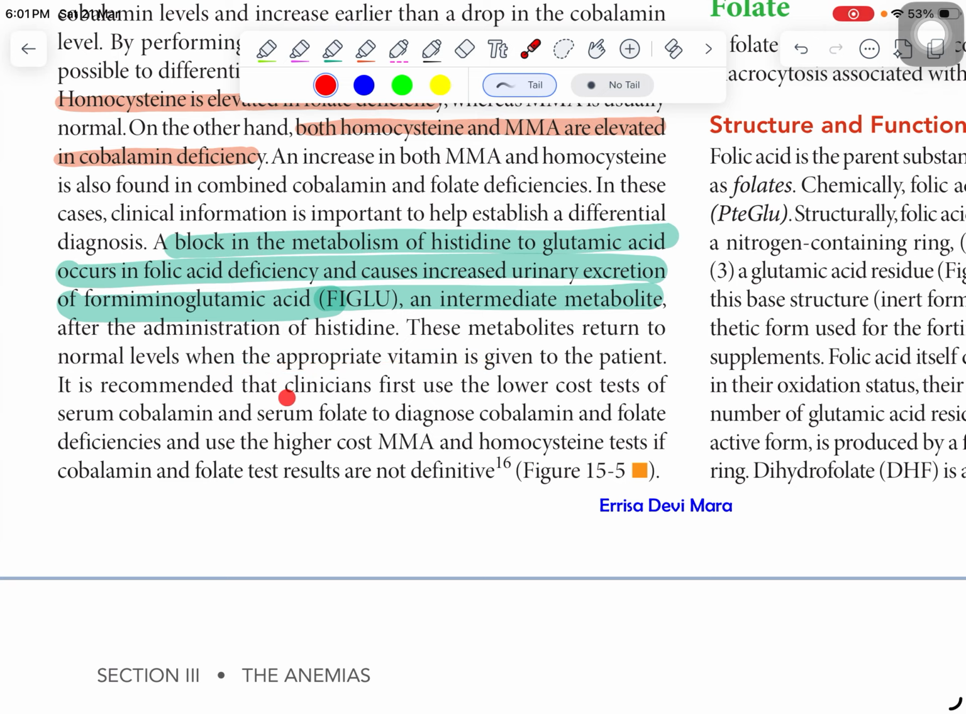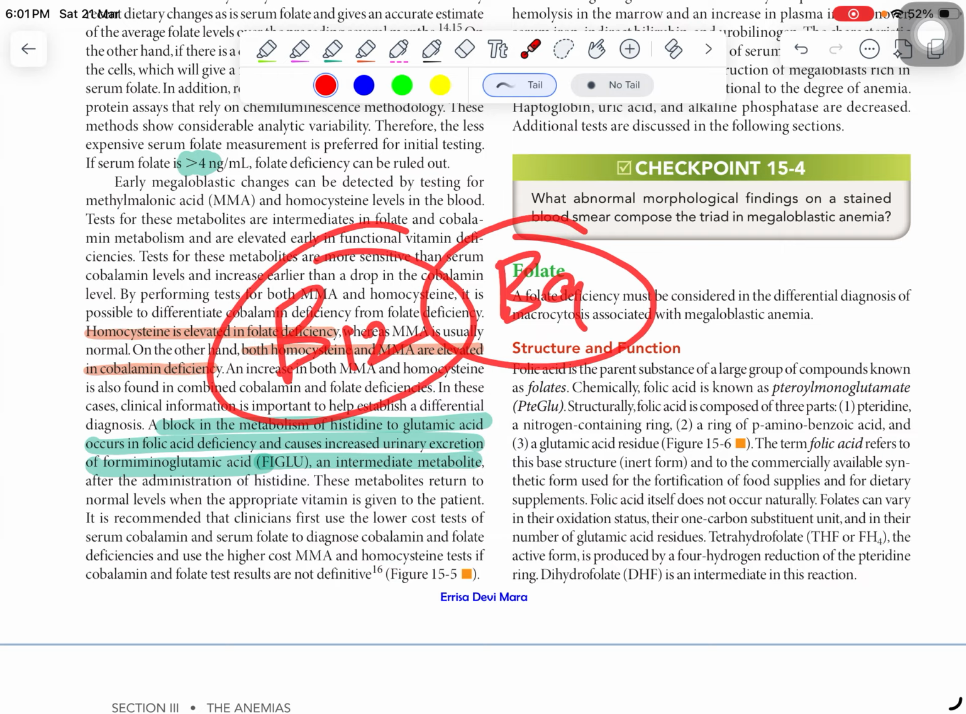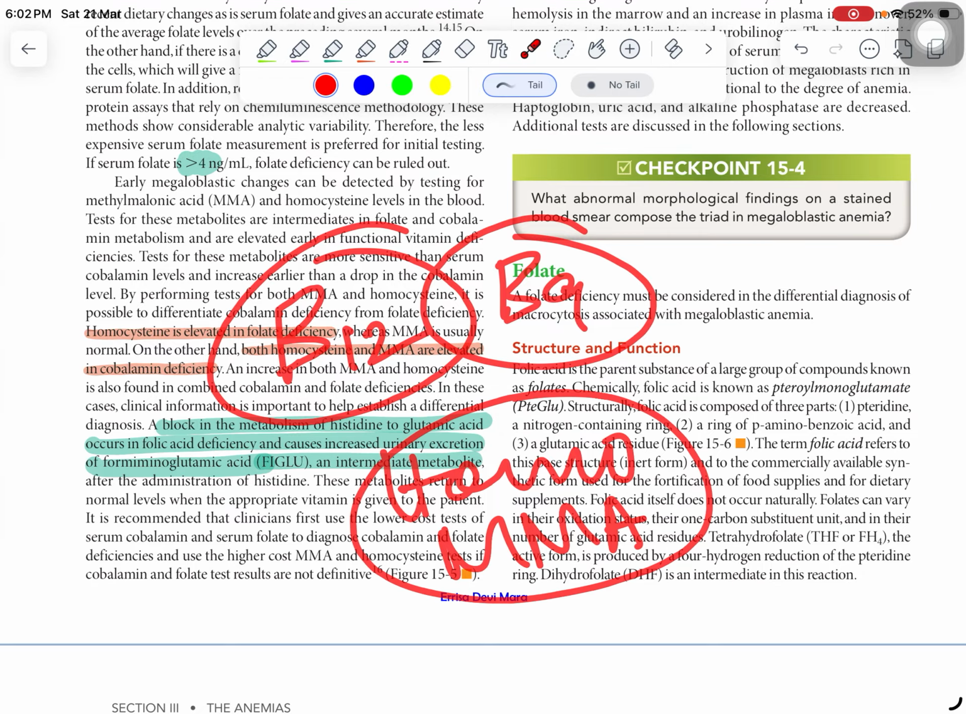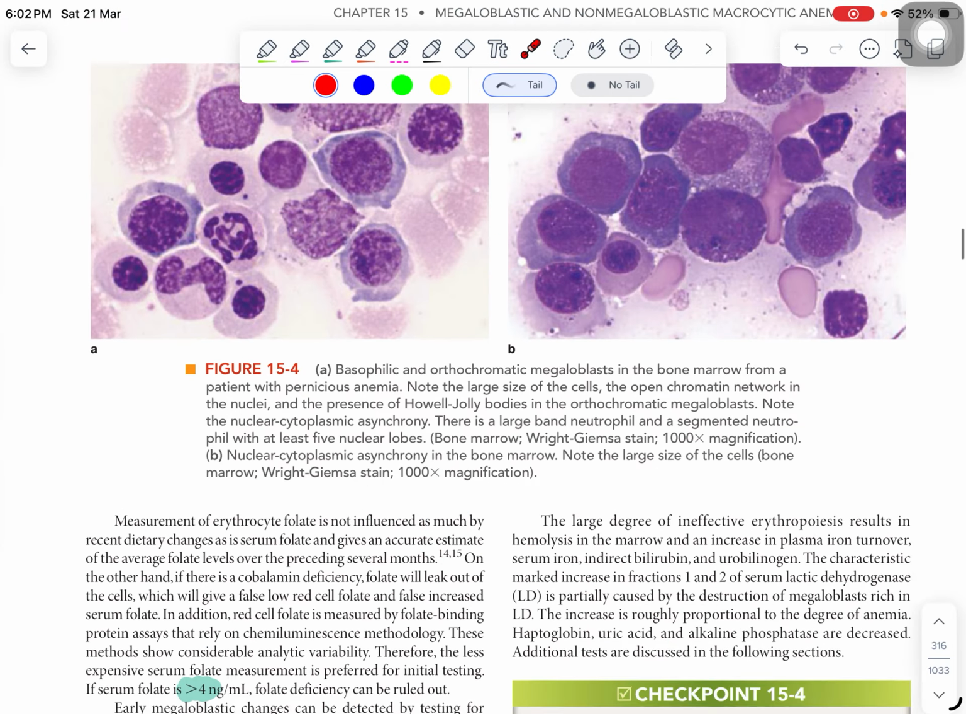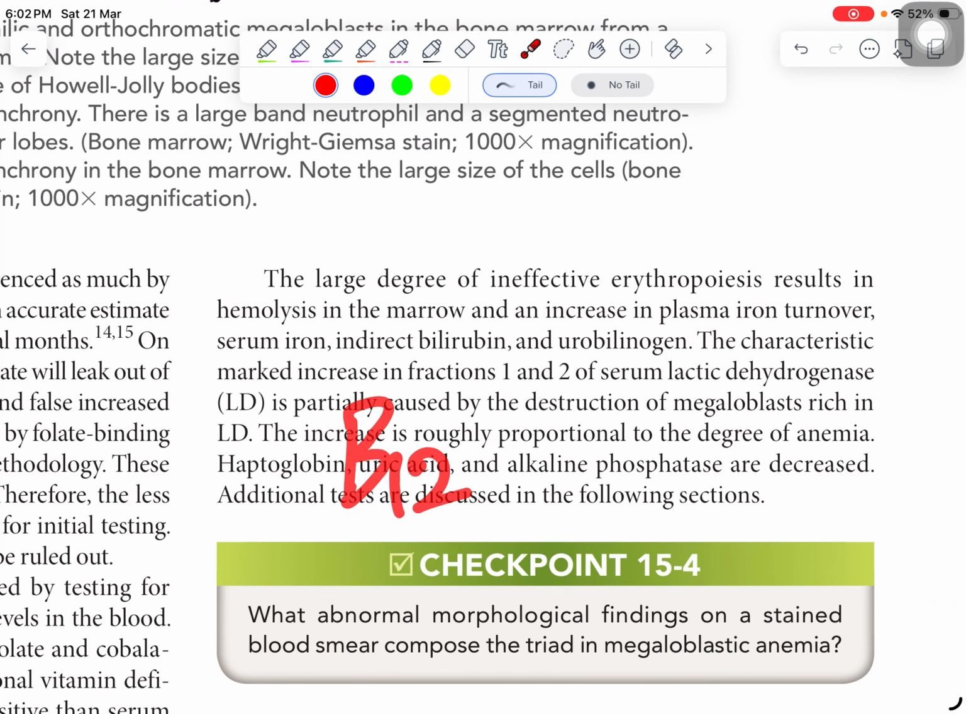It is recommended that clinicians first use the lower cost tests of serum cobalamin and serum folate to diagnose cobalamin and folate deficiency, and use the higher cost MMA and homocysteine tests if cobalamin and folate test results are not definite. First you go for a direct B12 and B9. If it is inconclusive, then go for homocysteine and MMA, because homocysteine and MMA are very costly. B12 is also costly, but more than B12, these are costly.